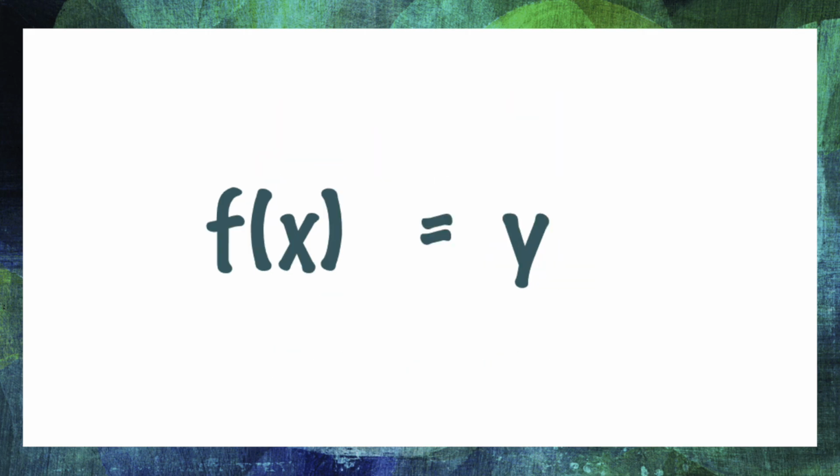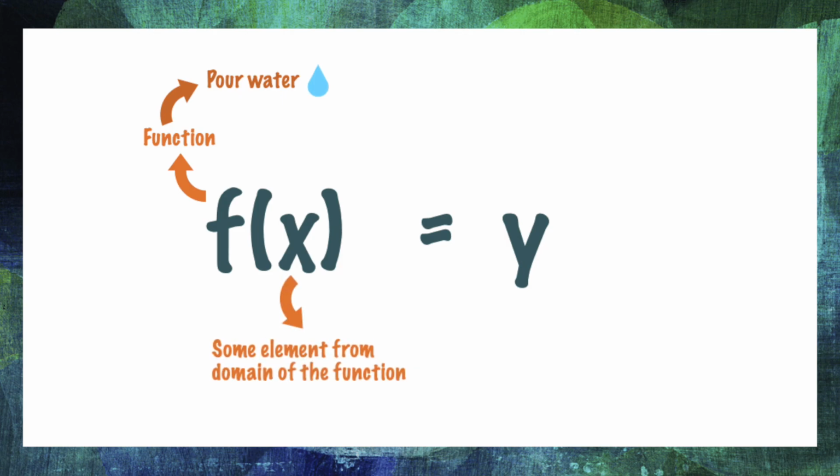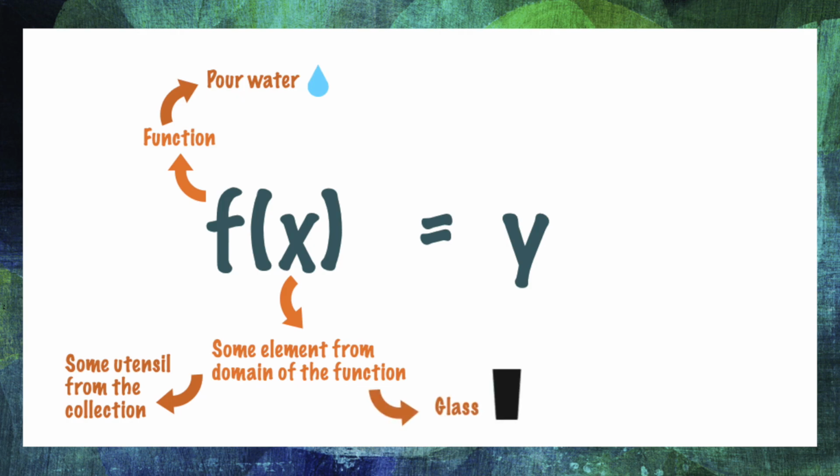So by saying f(x) is equal to y, what do we exactly mean? f we know very well is our function, which here we take as pouring water, and x is some element from the domain of the function. So by saying some element from the domain of the function, what do we mean? Here, the domain of a function is all the utensils that we have at home. So it can be any utensil from the collection. Say for example, we take a glass.